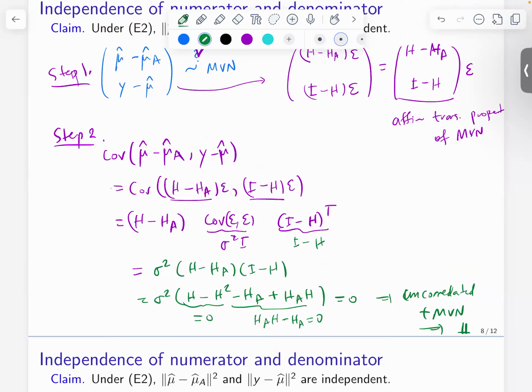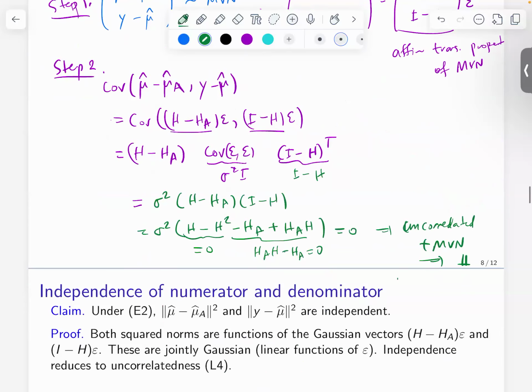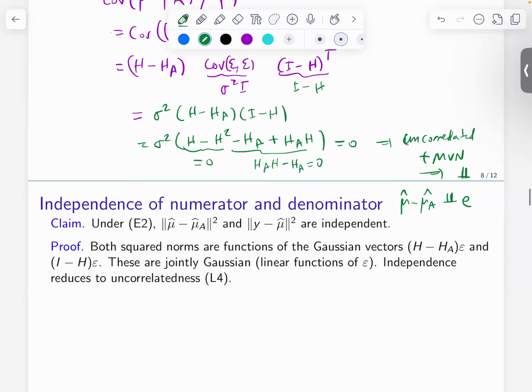So we showed that the vector mu hat minus mu hat A is independent of epsilon. So can I conclude now that the norm of this, divided by sigma squared, is independent of the norm of epsilon squared divided by sigma squared? Can I do that? Am I about to conclude that? Why?